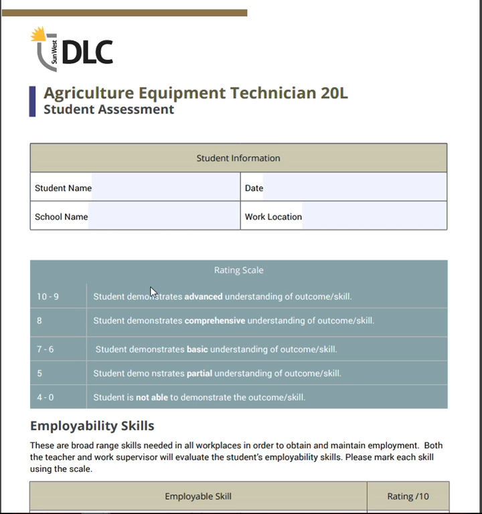The rating scale is listed below. It is a scale from basically 0 to 10, and it gives you a description of each value. So for a 9 to 10, we would expect the student to demonstrate an advanced understanding. An 8 would be a comprehensive understanding. A 6 to 7 would be a basic understanding. A 5 would be a partial. And a 0 to 4 is a student not able to demonstrate the outcome.